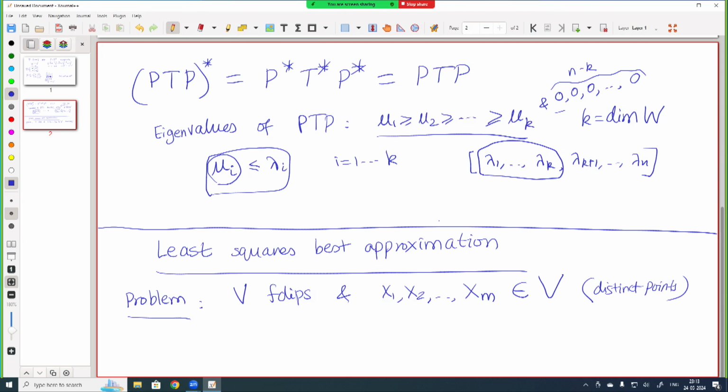Now, what we want to do is the following: let me also fix k greater than or equal to 1. We want to find a subspace W of V of dimension k such that, with what property? Such that the sum of the squares of the distances to these points is the minimum possible.